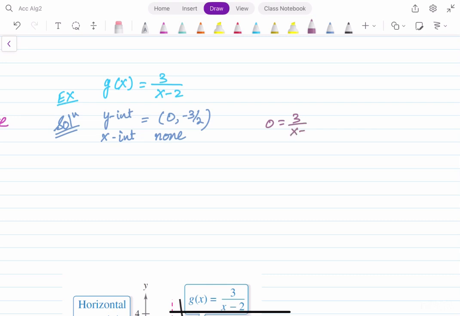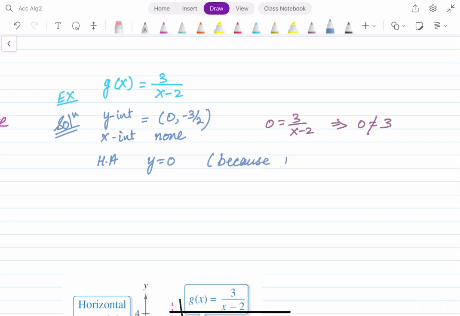So if I put 0 is equal to 3 over x minus 2, and if you do cross multiplication with 0 times x minus 2, 0 is not equal to 3. So that means the graph will not have an x-intercept. There will not be a point where y will be 0 and x will have a point.